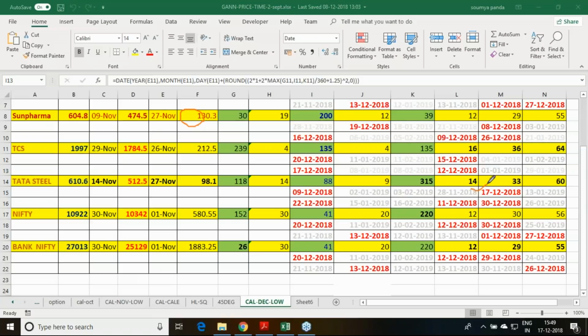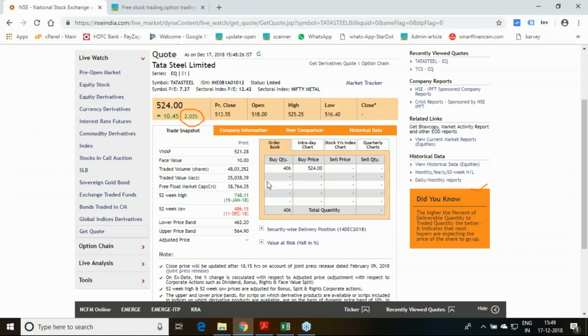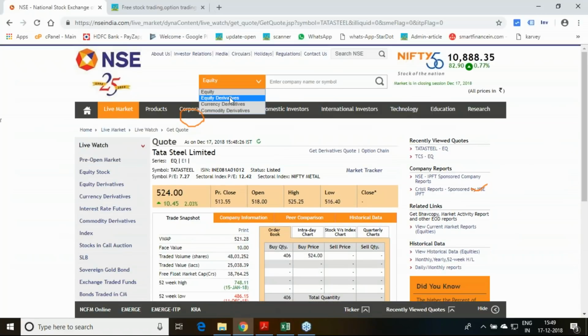So this is being given to you on the first week of December. Coming to TCS, we also expected a trend reversal date, whether it has worked or not. So this also we need to see.